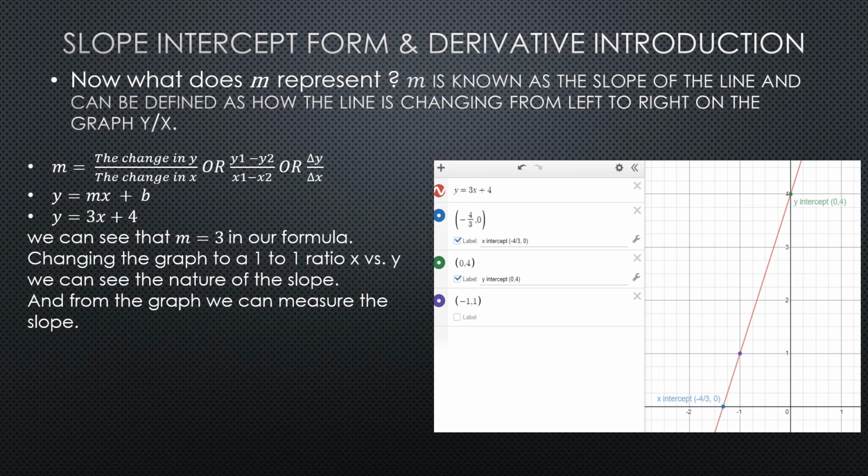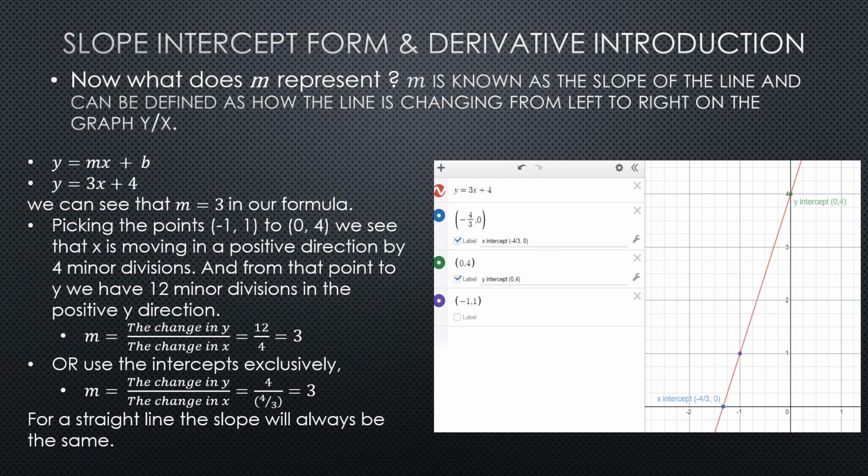So what about the m? The m is the change in y versus the change in x. It could also be designated as y1 minus y2 divided by x1 minus x2, or delta y over delta x, the change of y over the change of x. In our formula, y equals 3x plus 4, we can see that in the m position we have the number 3. So the slope is equal to 3 per the slope-intercept formula.